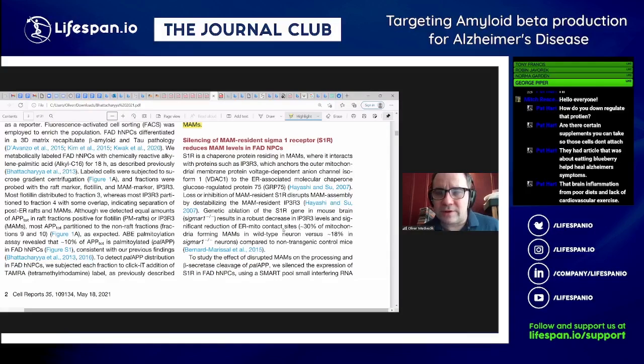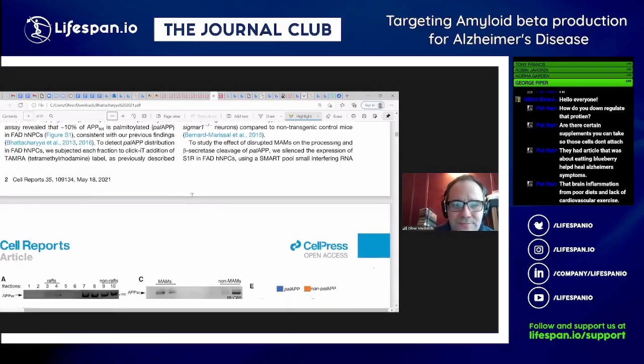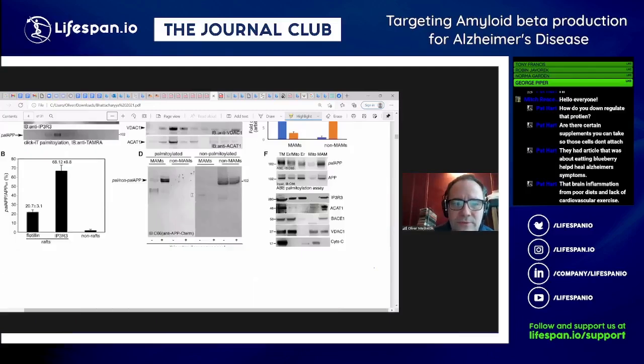But of course that still leads to the question of how things are moving, right? If it's going through the Golgi, then how is it going from there to there to there? How is that transport happening? Which is a good question. Maybe there might be some palmitoylated APP transporter that is yet unidentified. I'll toss that out there. I don't know. So let's take a look here.